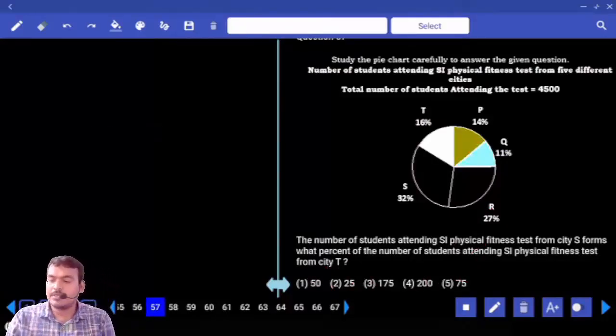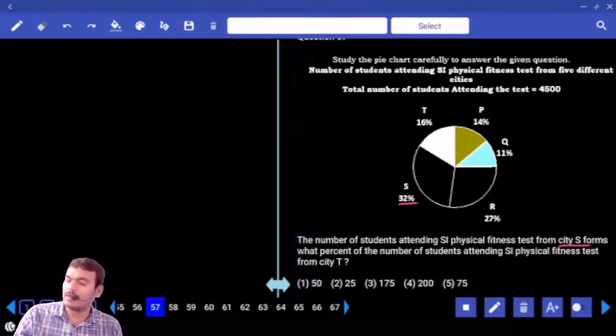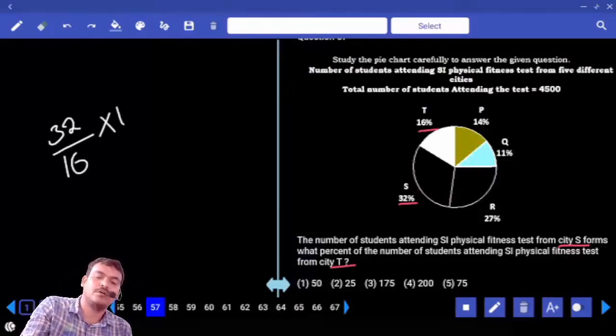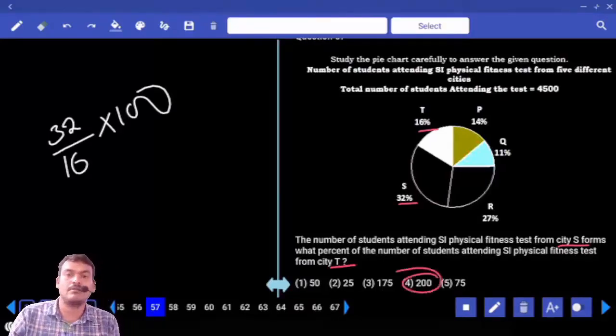The number of students attending SI physical fitness test from city S forms what percentage of the number of students attending SI physical fitness test from city T? What is the S value? 32. Is what percent of T value or not? What is the T value? 16. 32 by 16. Converted to which one? Percentage or not? How much percent? 200% or not?